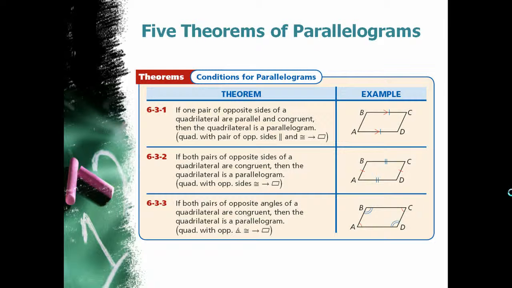So, we have 5 theorems that are conditions for being a parallelogram. If one pair of opposite sides of a quadrilateral are parallel and congruent, then the quadrilateral is a parallelogram. You'll note that it has to be the same pair of sides that is both parallel and congruent.